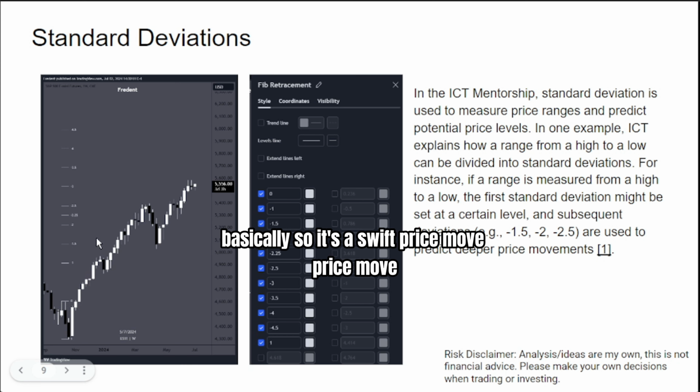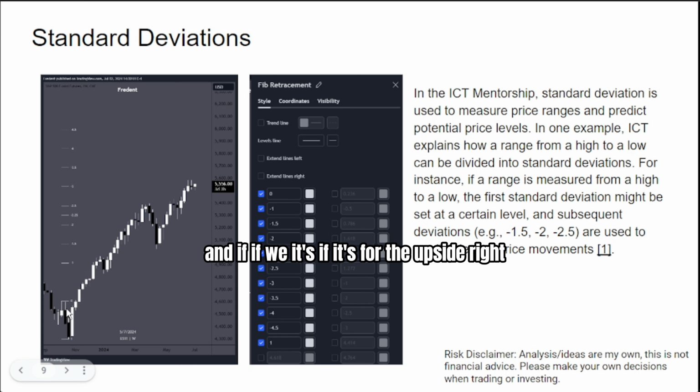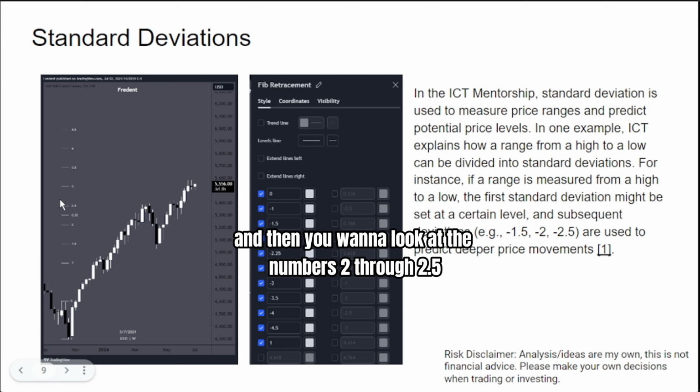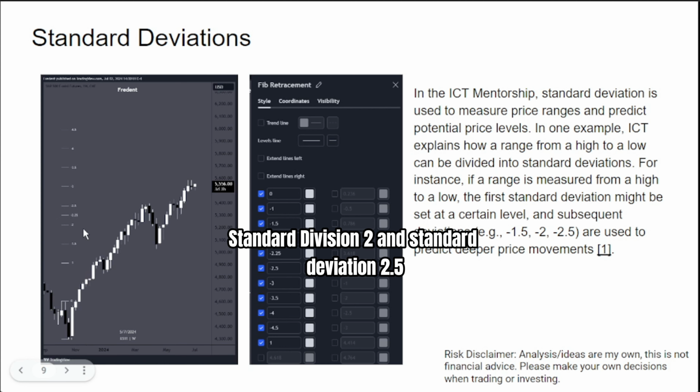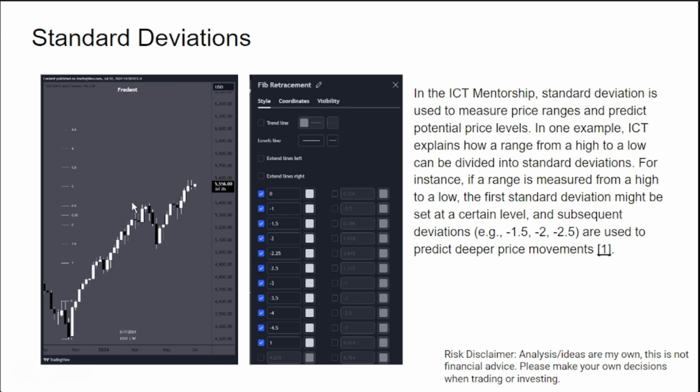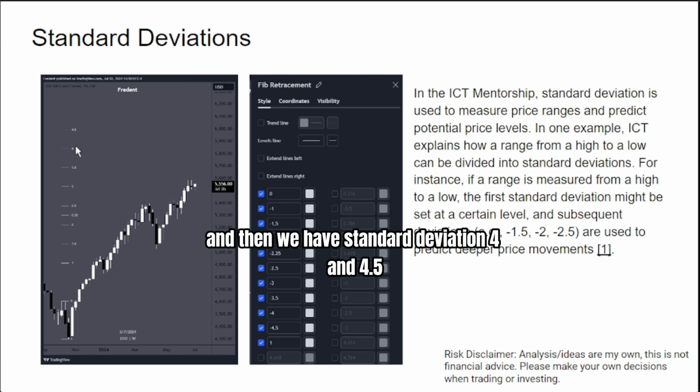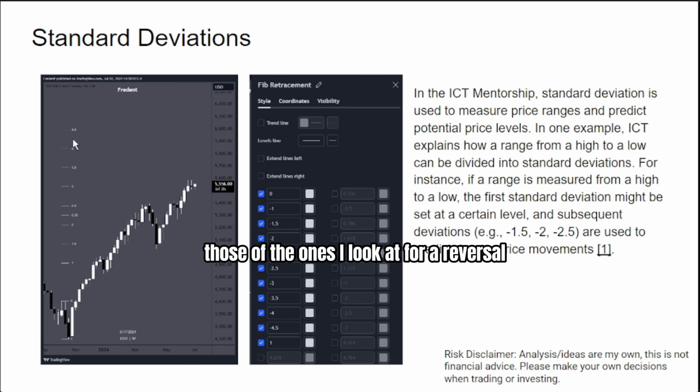So it's a swift price move, and if it's for the upside, right, you want to find a high to a low, and if you want downside projections, you want to take a low to a high. And then you want to look at the numbers 2 through 2.5, standard deviation 2 and standard deviation 2.5. Those are the ones you want to look at for pullback, as we see here. And then we have standard deviation 4 and 4.5. Those are the ones I look at for a reversal.